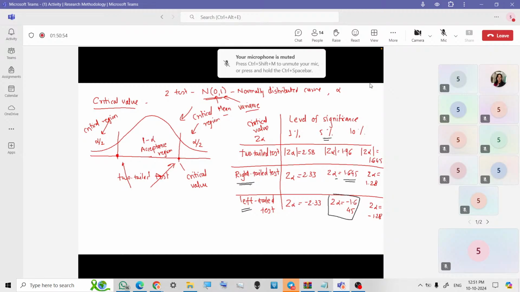depend of your significance level. Level of significance is 1%. So probability for this calculation.